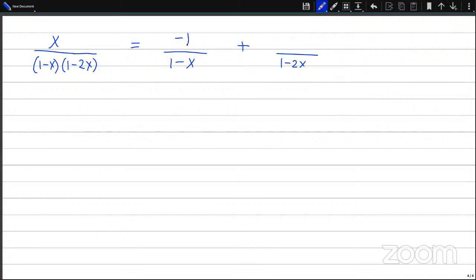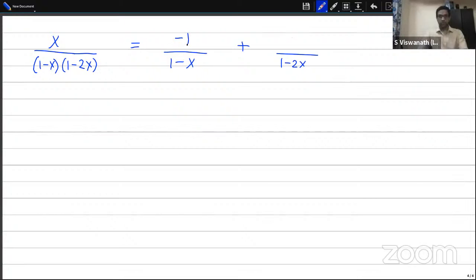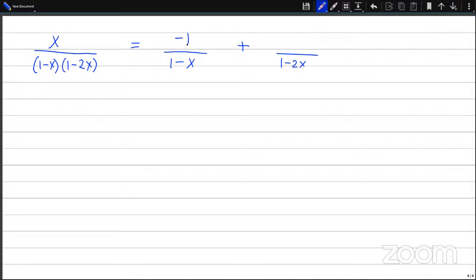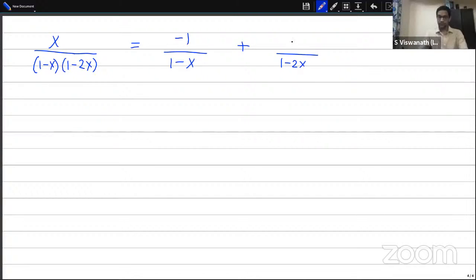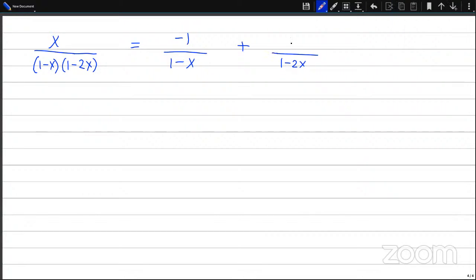B should be 1 by 2. 1 by 2 or 2? No. If we substitute x equal to 1 by 2, a term cancels, and we get B into 1 minus 1 by 2. On the left side we are having 1. B into 1 minus 1 by 2. So what is B? B is 1.